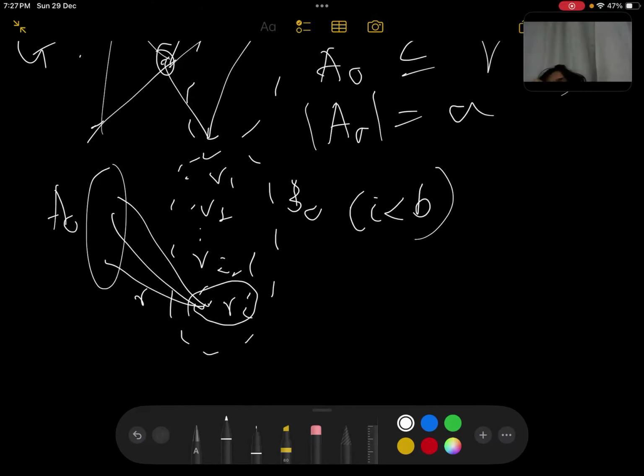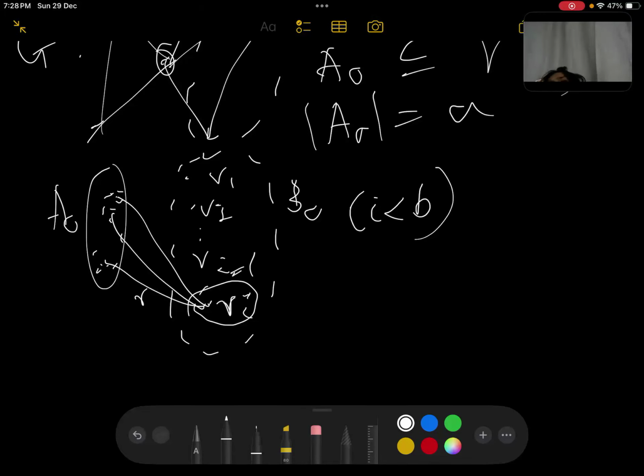Then what we want is that the corresponding vertices, so you have this Vi and you have these r many vertices here, the set of these vertices should have a common neighbor. And not just that, that common neighbor has to be different from V1, V2, up to Vi minus 1. And it has to be different from A naught.